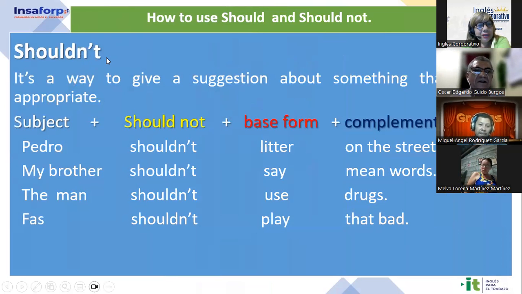Now you use shouldn't. Okay, here you say shouldn't. Repeat: shouldn't. When do you use shouldn't? It's a way to give a suggestion about something that is not appropriate. The structure is: you have the subject, you have should not, or the contraction shouldn't, base form, complement.